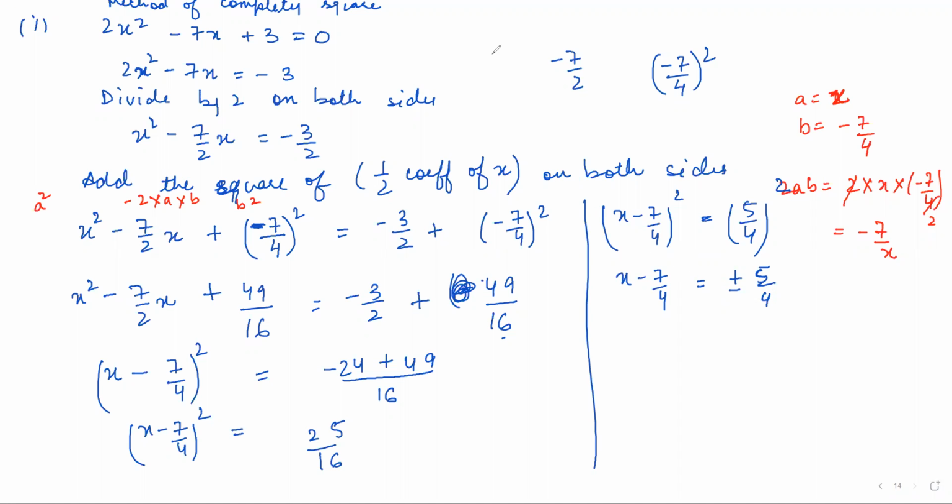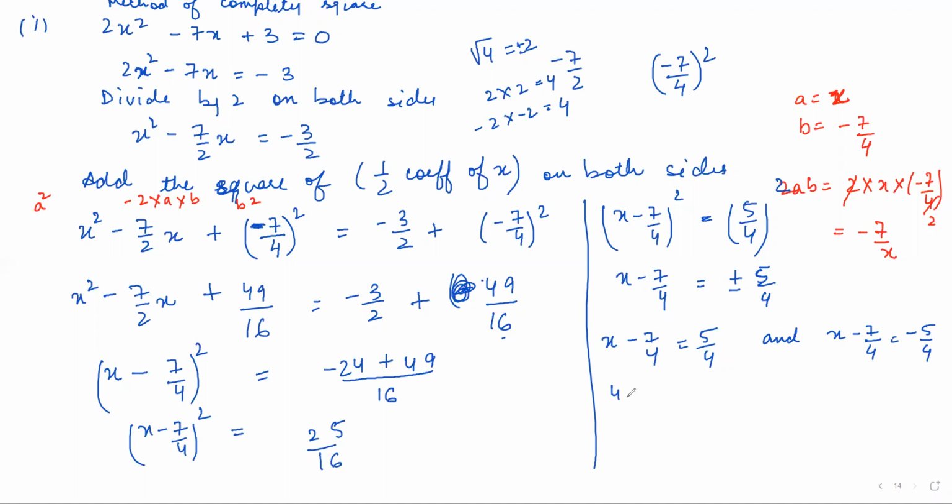Because when you take square root, for example, square root of 4, we generally write 2, right? Because 2 into 2 is 4. But minus 2 into minus 2 is also 4. So square root is actually plus minus 2. Understood, Rida? Yes, ma'am. So one time we will take the plus 1 and one time the minus 1. That will give me two values of x. So x minus 7 by 4 is equal to 5 by 4, and x minus 7 by 4 is equal to minus 5 by 4. Both you will solve separately, carefully.